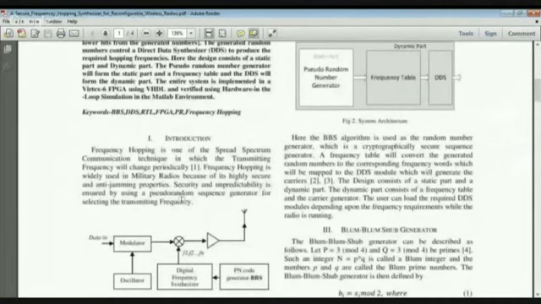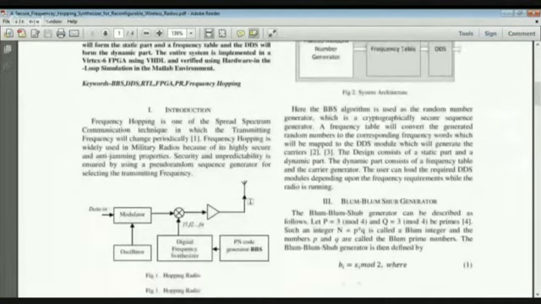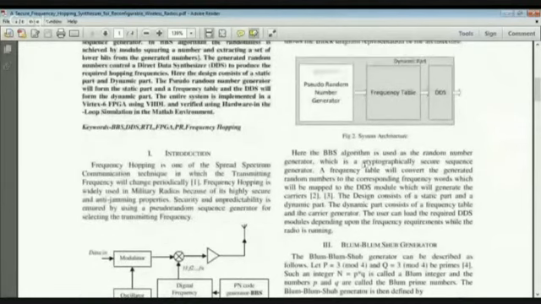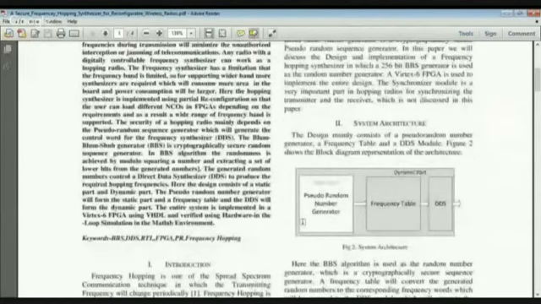And this paper uses the Blum-Blum-Shub generator to choose which frequency to use. So as you can see in this table, there's a pseudorandom number generator that randomly chooses a frequency out of this frequency table, and then that frequency is used by the device that's transmitting.